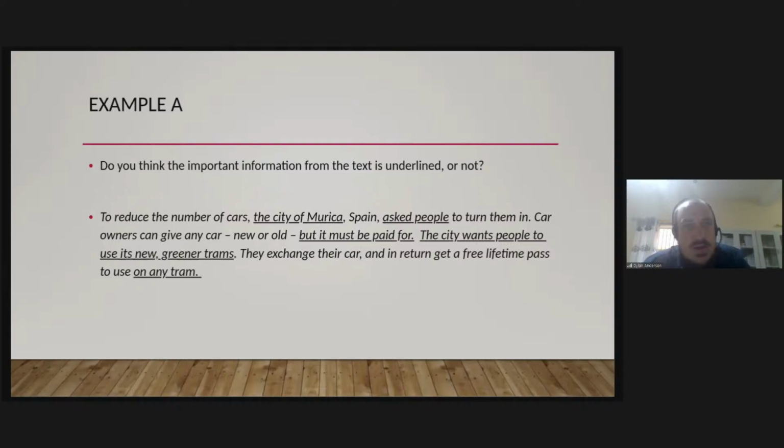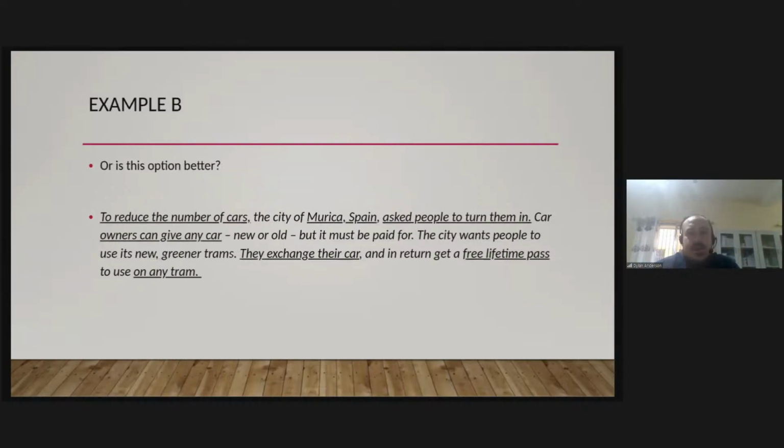We'll look at example B. Let's see if this option is any better. I underlined to reduce the number of cars, Murcia, Spain, ask people to turn them in. Owners can give any car, they can exchange their car, and then a free lifetime pass on any tram. So in this paragraph, what I've underlined here, do you think it's more important information or less important information? Say if you were trying to give the summary to someone who didn't read this paragraph.